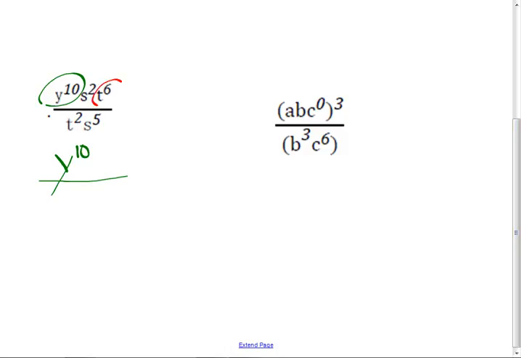I've got 6 t's here and 2 here. Where are they going to end up? On the top. So it's t to the what? 4th. How about the s's? S to the 3rd. I'd like to keep them positive. When I get, and you will see negative ones.